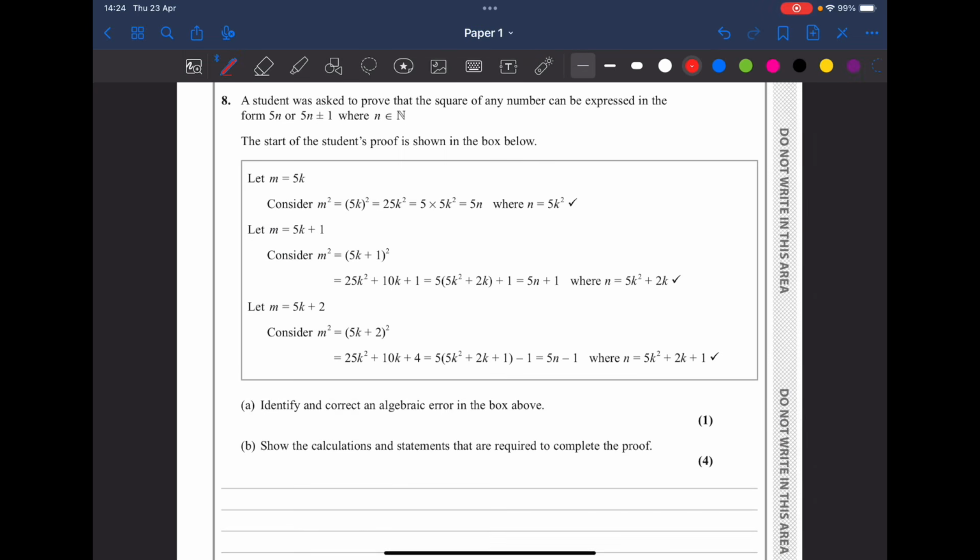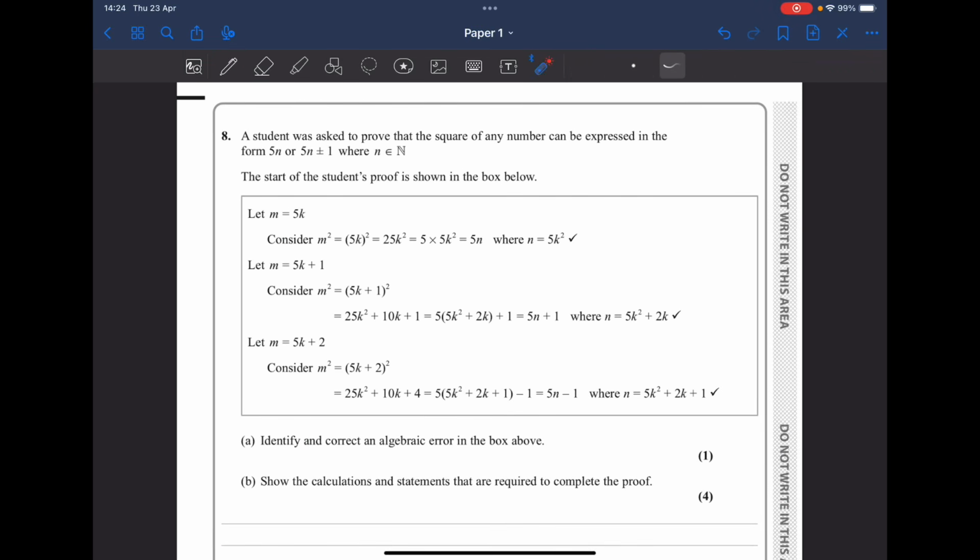Awesome proof stuff. So they're proving that the square of any number can be written in the form of 5n, or 5n plus 1, or plus or minus 1. So that means that it's a multiple of 5 or 1 either side. That's what they're saying. So you think like the remainder would always be either 0 or 1 when you divide by 5. So they start the proof, blah, blah, blah.